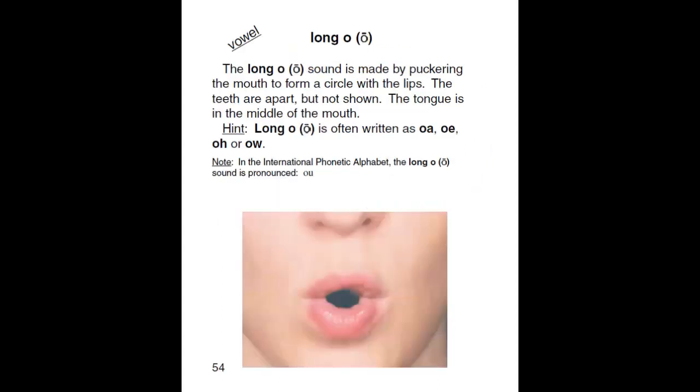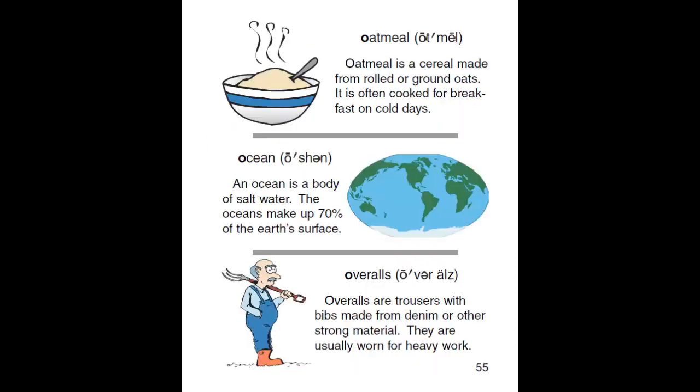Long O. O. The long O sound is made by puckering the mouth to form a circle with the lips. The teeth are apart but not shown. The tongue is in the middle of the mouth. O. Oatmeal. Ocean. Overalls.